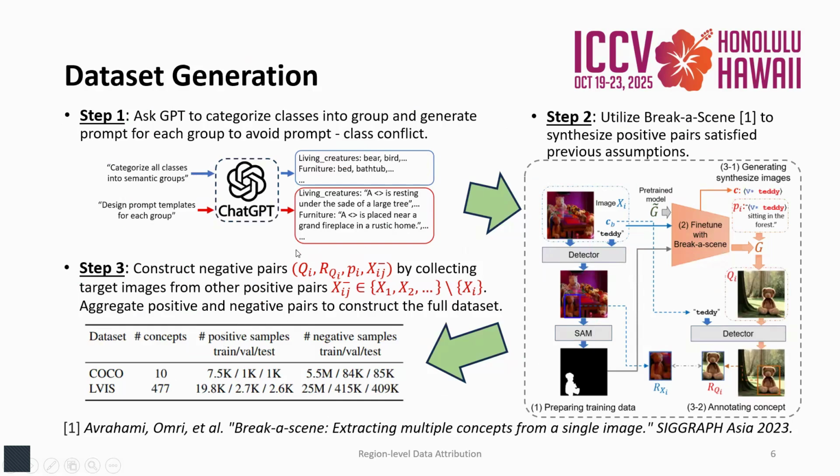So how can we build the positive pairs that satisfy the above assumption? First, we ask GPT to categorize classes into groups, then create templates for each group. Then we use these templates to create the prompts as the input of the text-to-image model customized by the recursion. By using this way, we ensure that the generated object is contributed the most by the object in the training image. Finally, we construct the negative pairs by collecting target images from other positive pairs.